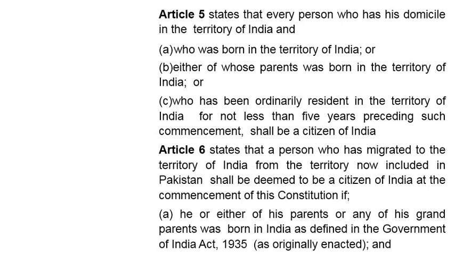Then Article number 6 states that a person who has migrated to the territory of India from the territory now included in Pakistan shall be deemed to be a citizen of India at the commencement of the constitution if there are some clauses. Clause 1A: he or either of his parents or any of his grandparents was born in India as defined in the Government of India Act 1935 as originally enacted. That means if I or either of my parents or my grandparents was born in India, as defined under the Government of India Act 1935, then I will get the citizenship of India.